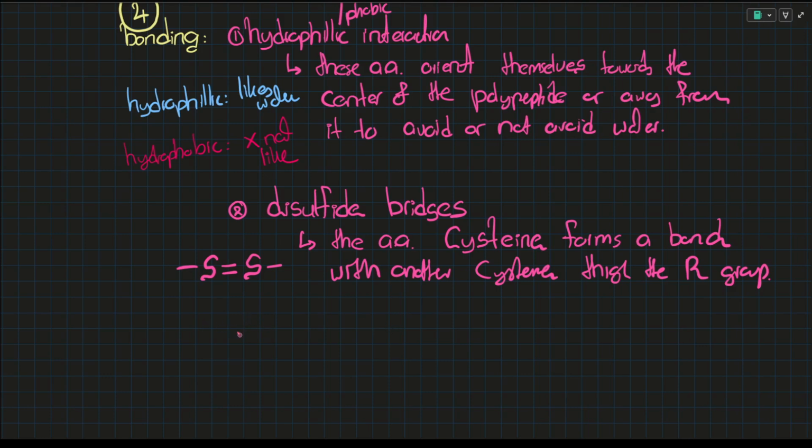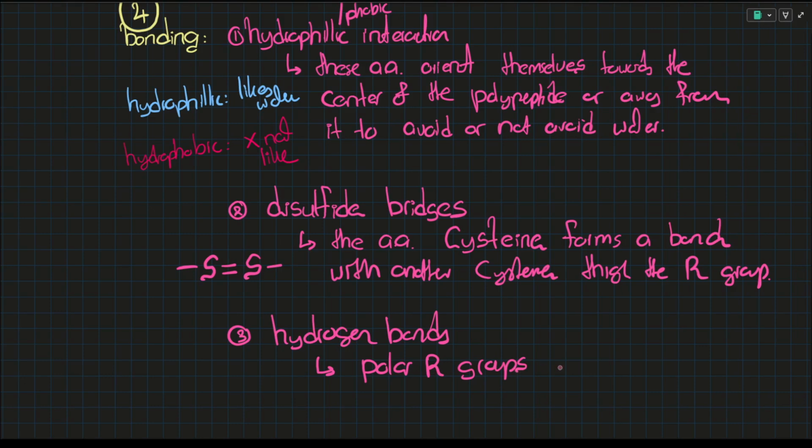And now previously we had hydrogen bonds, no? In the secondary structure. Then again in the tertiary structure, we can have hydrogen bonds as well. So here, polar R groups form bonds with other polar R groups. When it comes to hydrogen bonds, it's going to be between two polar molecules, no?